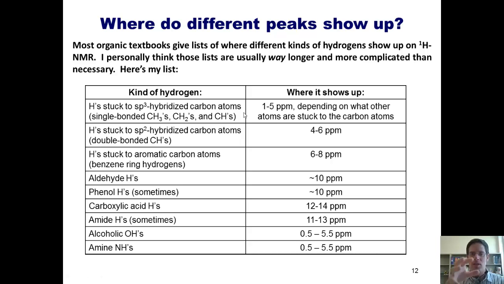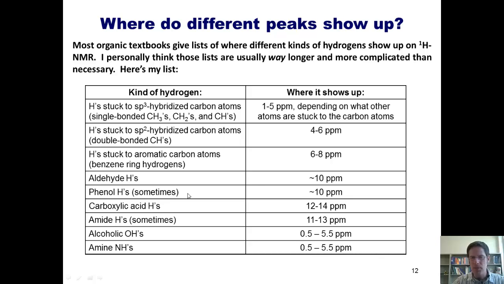Of course, as we showed in the previous slide, hydrogens that are stuck to sp3 hybridized carbons that are near more electron withdrawing groups will be further to the left and hence closer to 5 than analogous hydrogens that are not, which will be further upfield or closer to 1. Hydrogens that are stuck to sp2 hybridized carbons, that is double bonded CHs, appear from 4 to 6 ppm. Hydrogens that are stuck to aromatic carbon atoms, benzene ring hydrogens or other aromatic carbons, appear generally speaking about 6 to 8 ppm. Aldehyde hydrogens, generally speaking, appear right around 10.